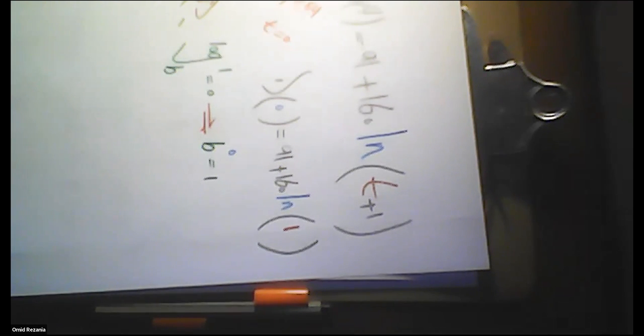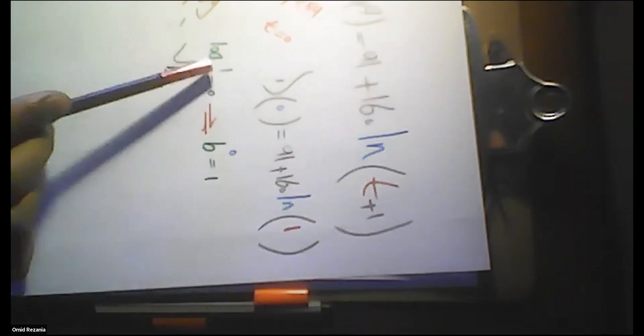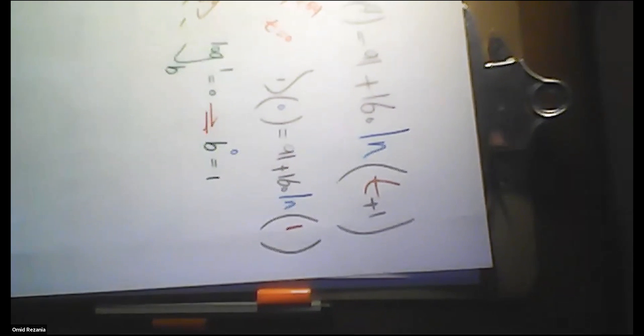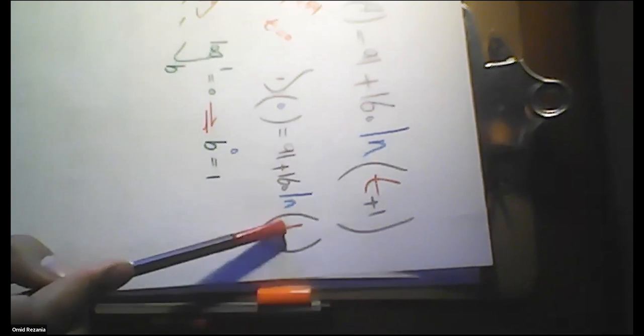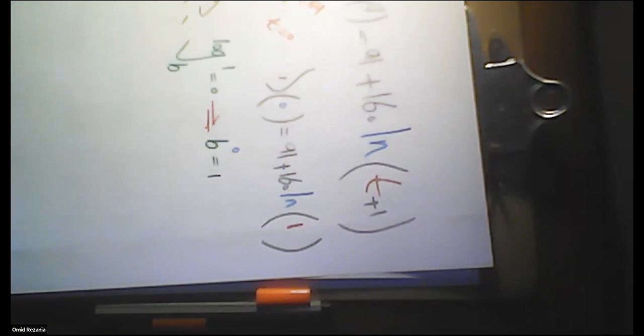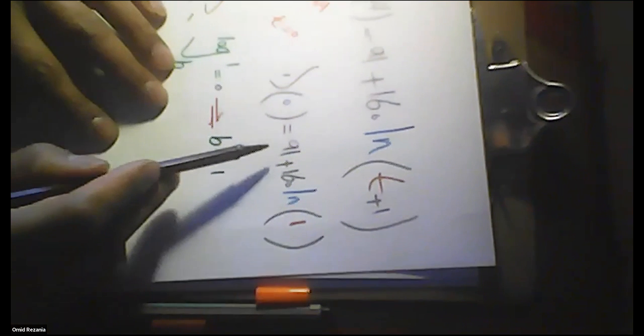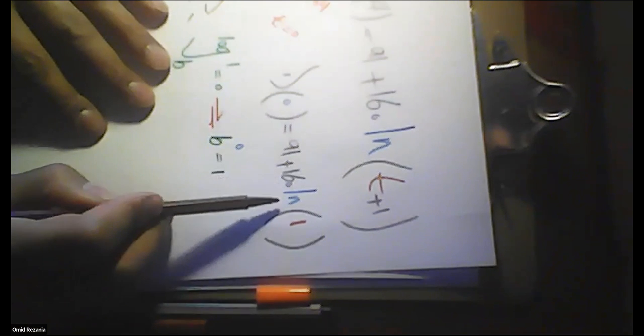Remember it, guys. Property number 1 says that the log of 1 with any base is 0. Then ln of 1 is going to be 0 because the base of ln is e, and it doesn't matter. Then the total debt becomes 91 plus 160 times 0. Then the whole expression on the right is gone.